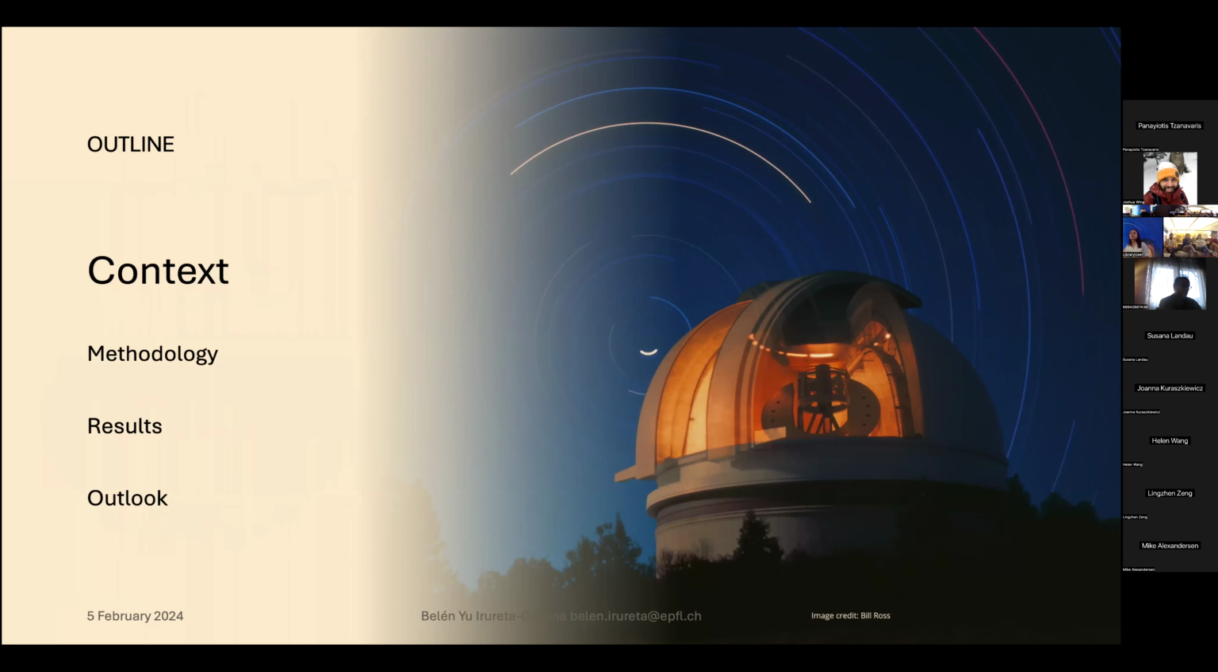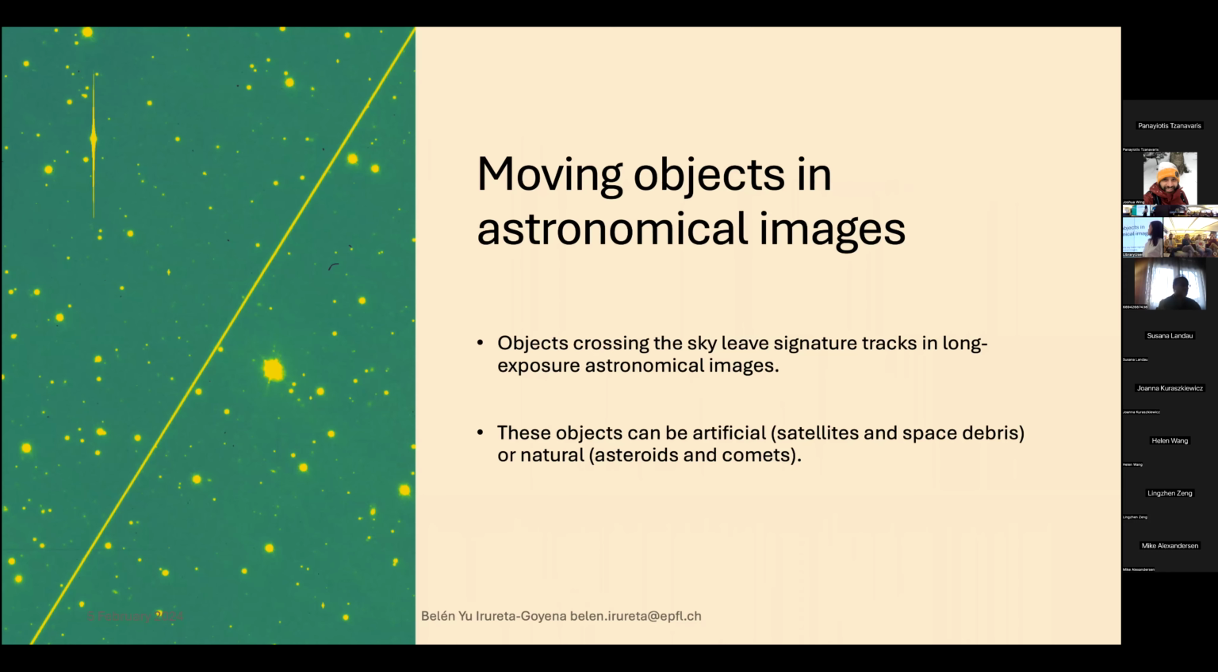Well, first I'd like to take a step back and provide some context on why we're doing this. We're essentially looking at moving objects. So in astronomical images, when not tracked, moving objects are moving very fast with respect to the background sky, which means that they will leave signature tracks of light in long exposure images. These objects can either be artificial, so satellites, space debris, or natural, so mainly comets and asteroids.